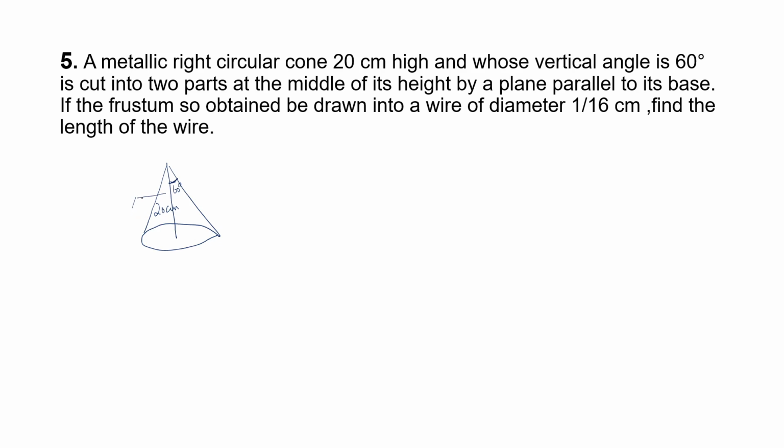Now it is being cut to make a frustum. It is cut into two parts at the middle of its height, half of its height, by a plane parallel to its base, like this. If the frustum so obtained is drawn into a wire of diameter 1 by 16 centimeter, find the length of this wire. Okay, see the question one by one. Let us solve this.